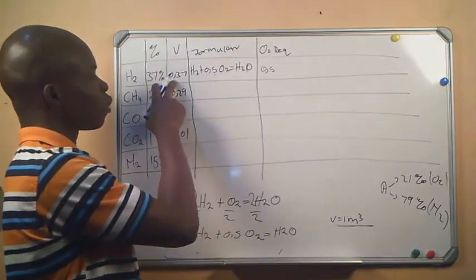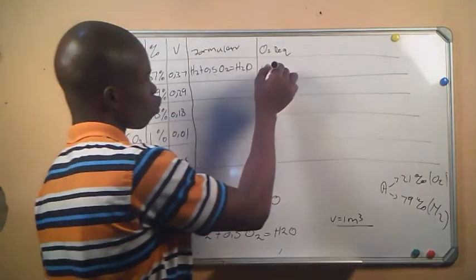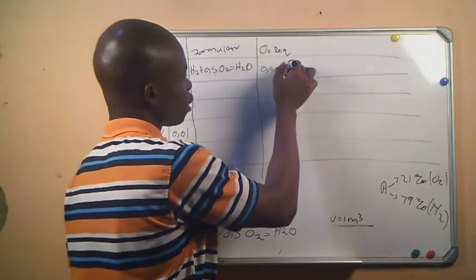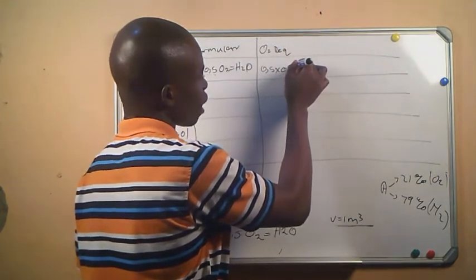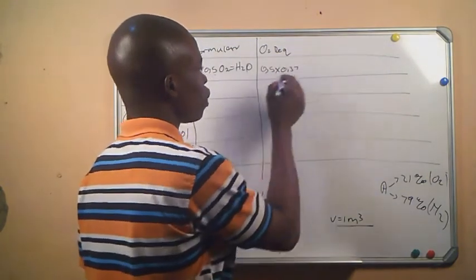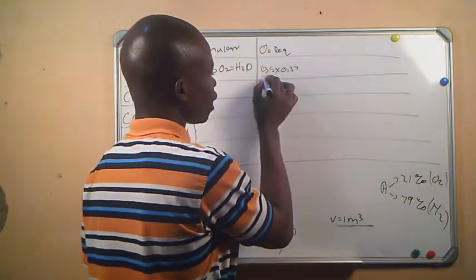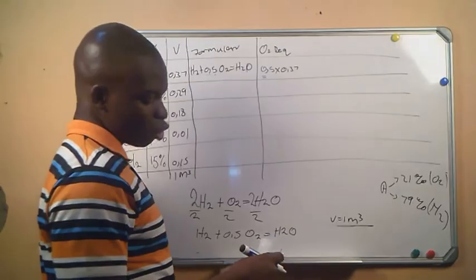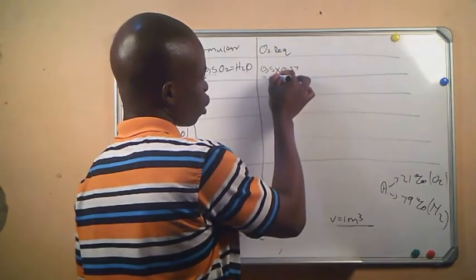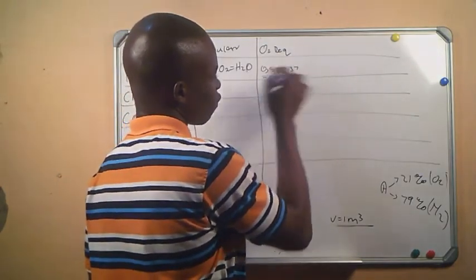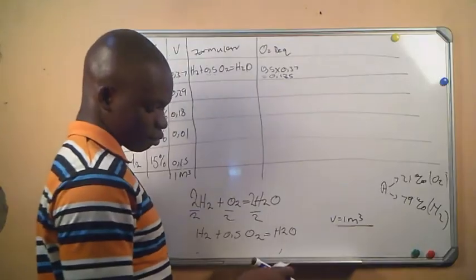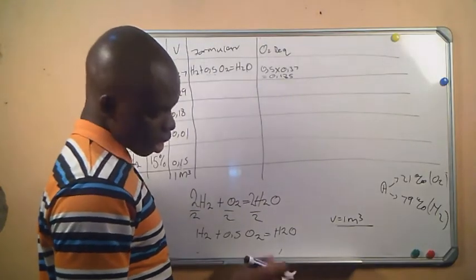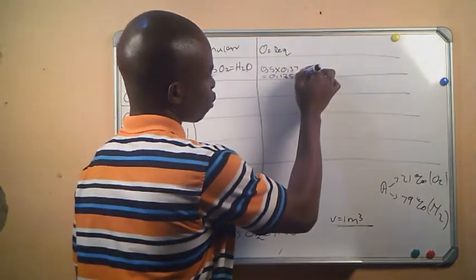But now we are dealing with only 0.37, not 1, so we must multiply by the actual volume that we are dealing with in this case, and then get the amount of oxygen that will be needed by volume, and I got that my answer is 0.185 cubic meters.